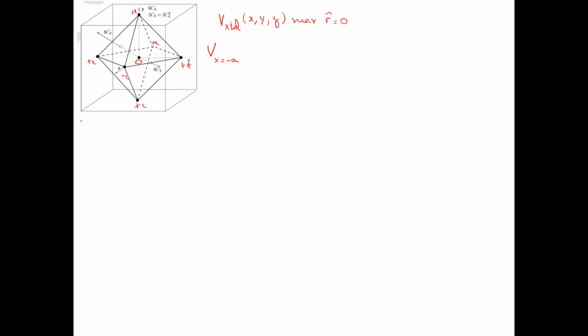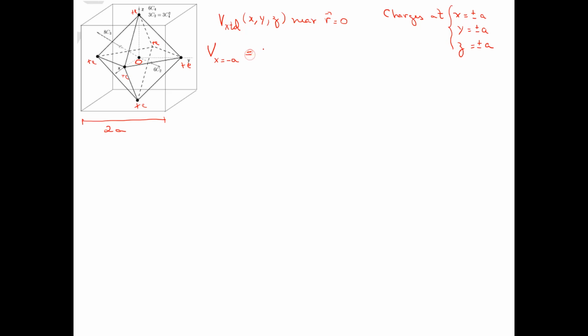So let's say this is 2a. So I have point charges at x equal to plus or minus a, y equals plus or minus a, and z equals plus or minus a. Okay. So let's look first at the contribution to the potential from the x equal to minus a charge.